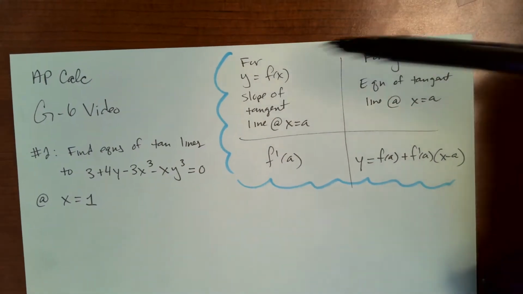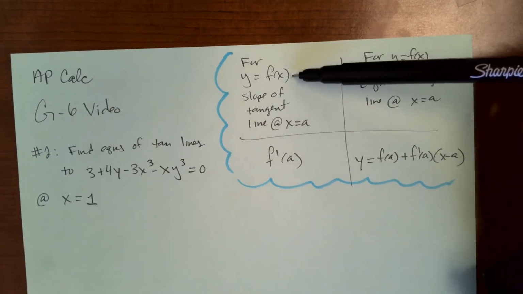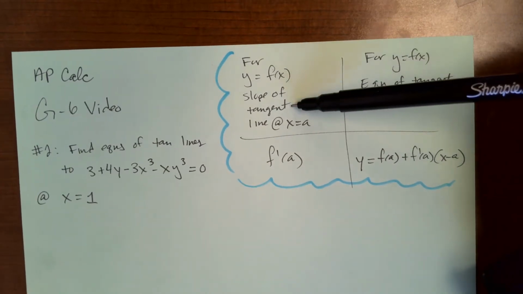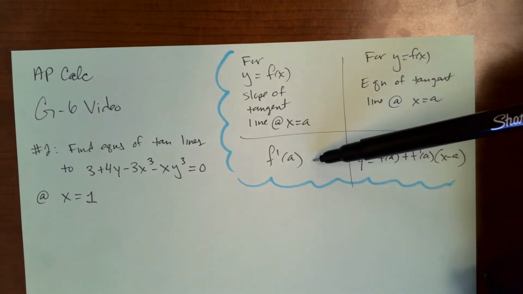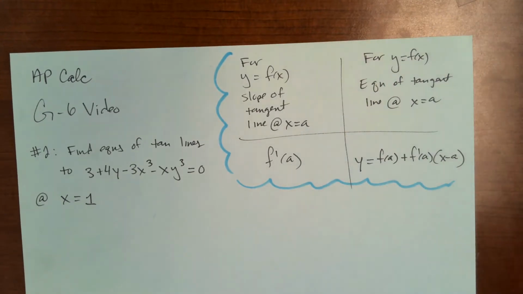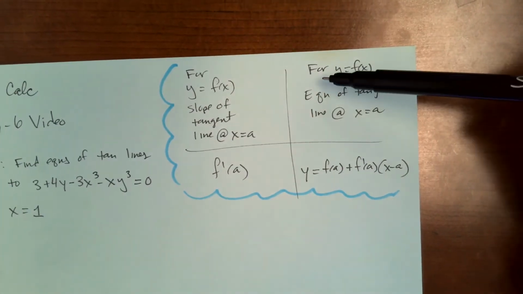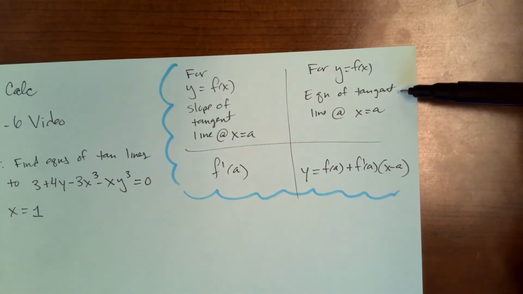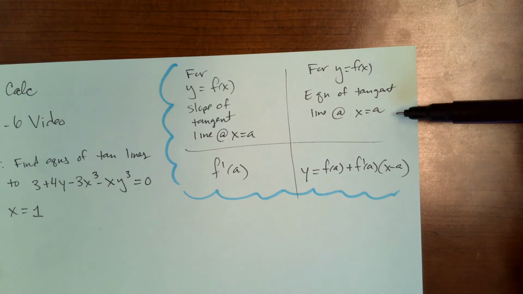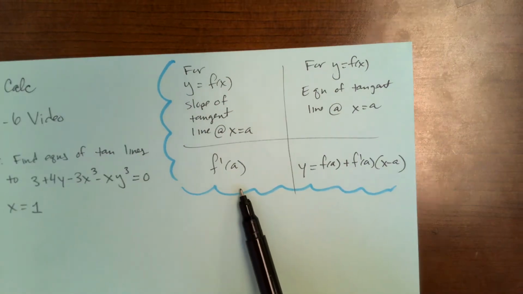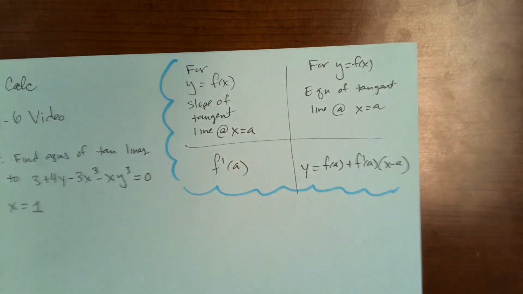So I just want to review something. For y equals f of x, the slope of the tangent line at x equals a is f prime of a. Okay, you just take the derivative and plug in the value. For y equals f of x, the equation of the tangent line at x equals a is very different from the slope. It involves the slope, but for the equation of the tangent line, you need more to it. Remember y equals mx plus b, the point slope formula, these things.